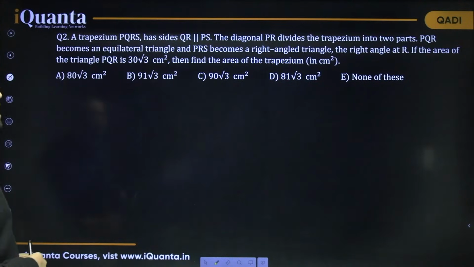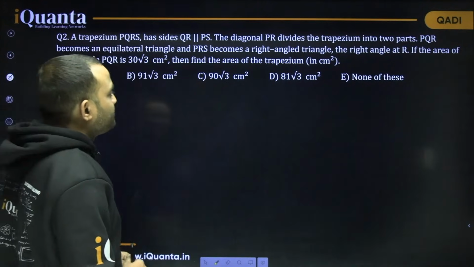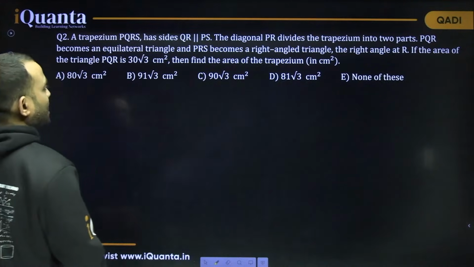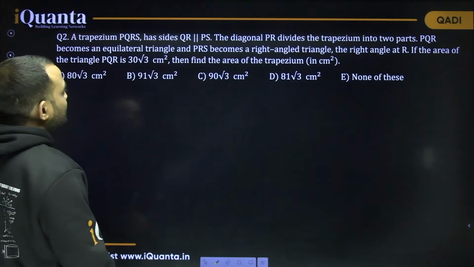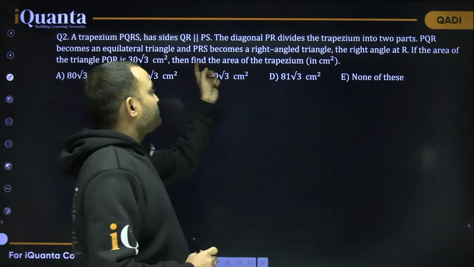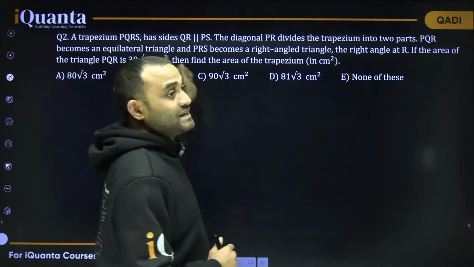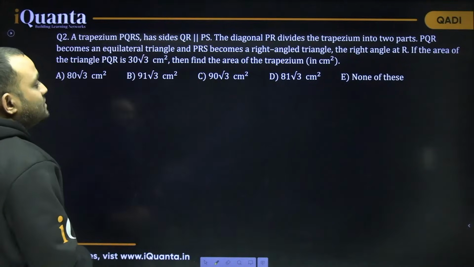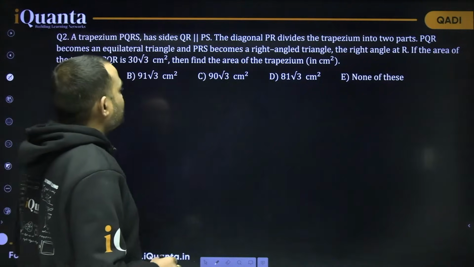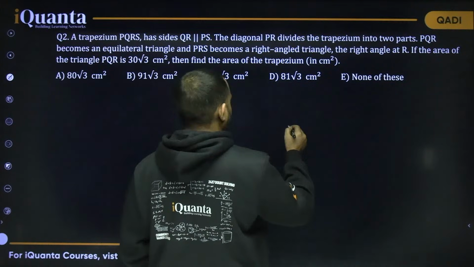Trapezium PQRS has sides QR parallel to PS. The diagonal PR divides the trapezium into two parts. PQR becomes an equilateral triangle and PRS becomes a right angle triangle. See, so right angle at R, so angle R is 90 degree plus 60 degree, it will become 150 degree. So if the area of the triangle PQR is 30 root 3, then find the area of the trapezium in centimeter square.